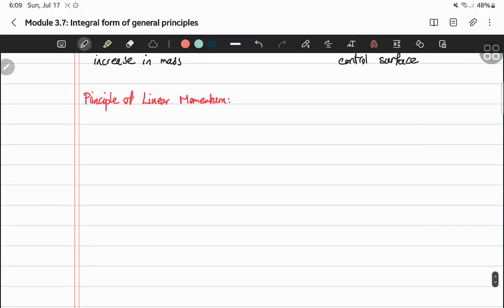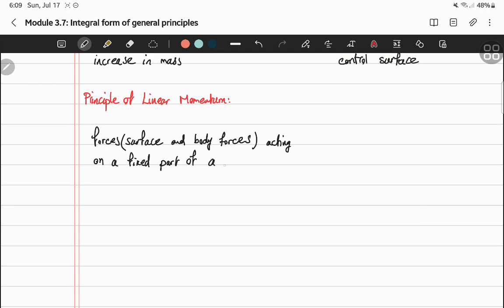So based on this principle, the force or the forces that you have, and here when I'm saying forces, I mean both surface and body forces, acting on a fixed part of the material, is equal to the rate of change of linear momentum.